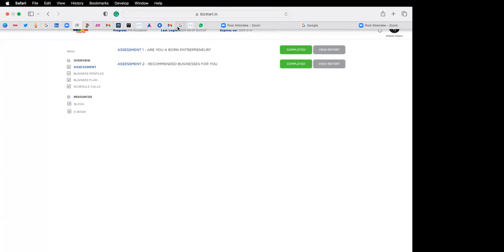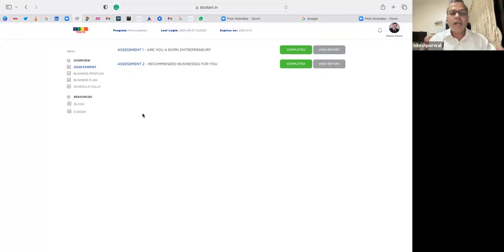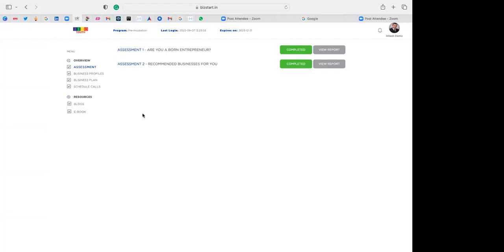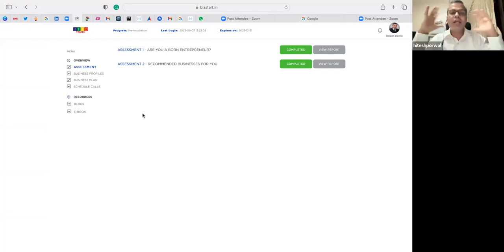So as I said, all of you, if you log in at bistar.in/jitem, you'll get a login page. You put your email and the password. You have got access to additional tick marks: business profile, business plan, schedule calls, blogs.